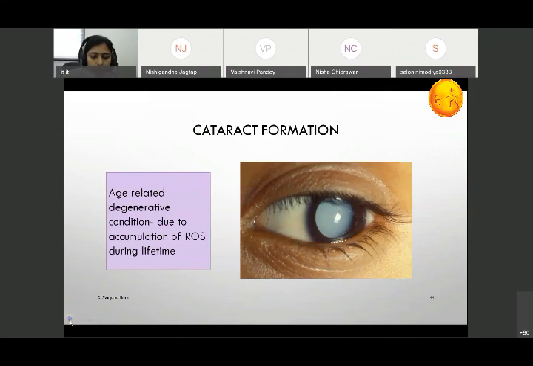So we have learned about free radicals, and in the last class about antioxidants.